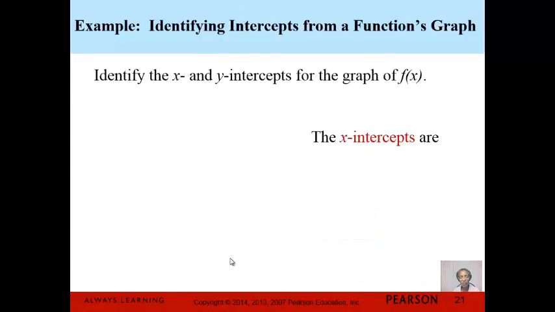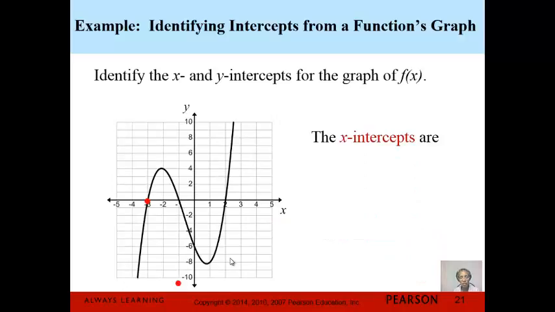So let's take this function, and the red points are our x-intercepts, the blue point is our y-intercept. So notice to be on the x-axis, y has to be 0. So negative 3, 0 is this x-intercept. Negative 1, 0 is this x-intercept. 2, 0 is this x-intercept. So those red points are our x-intercepts.